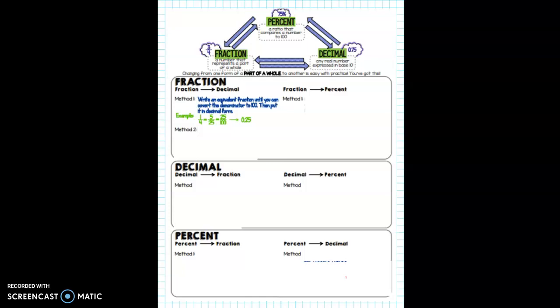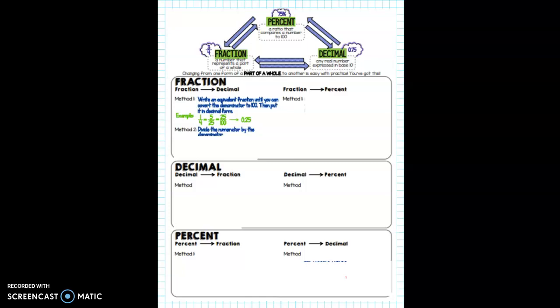Notice there is a typo on the screen. It should not be a 25 as the denominator. It should be 20. 25/100 is 0.25.